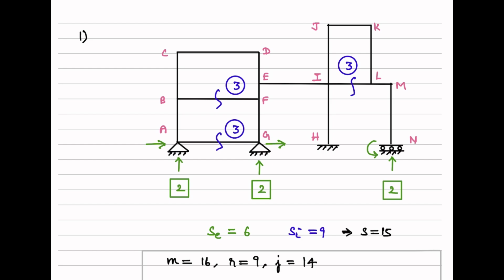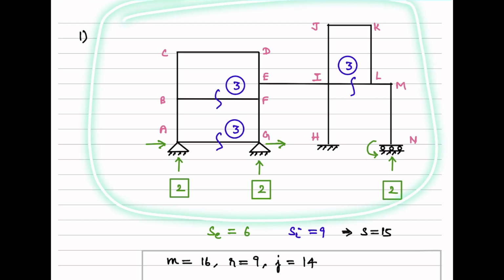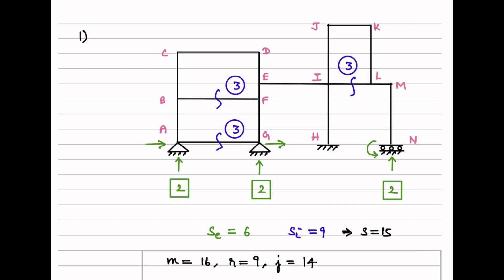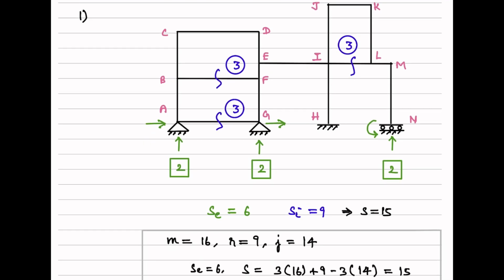Hi, welcome back to this video on static indeterminacy of frames. This is the figure that we have seen in our last video. We are going to solve this problem using the formula as well as the open tree method. Directly, let us start the problem.